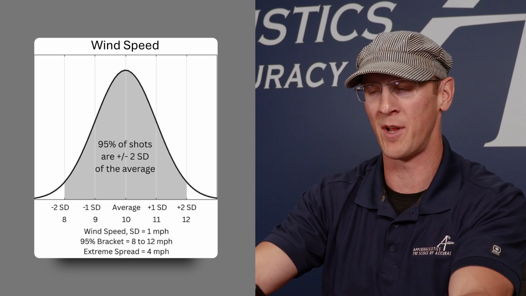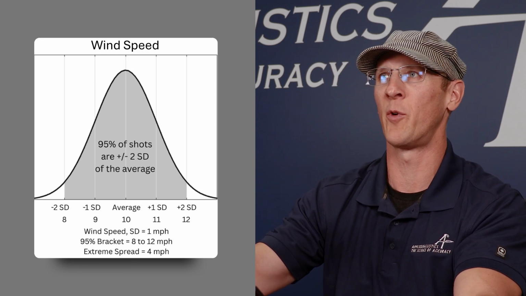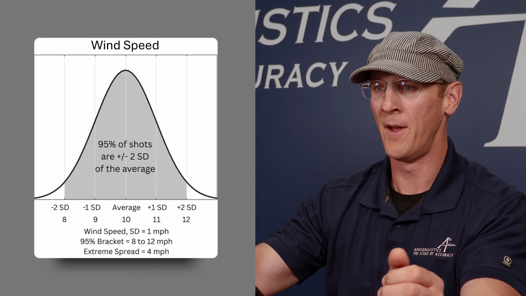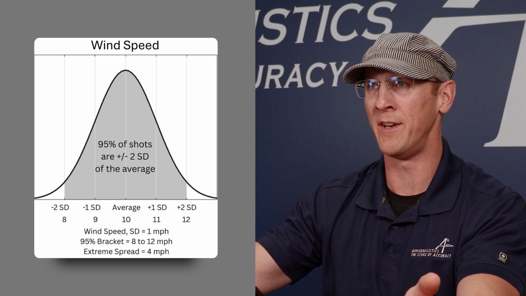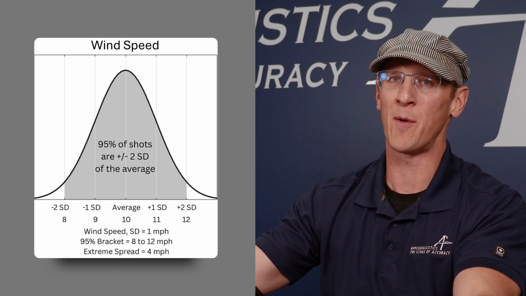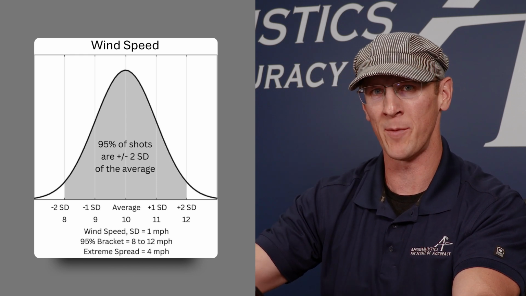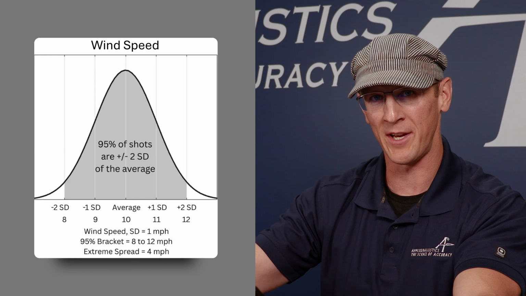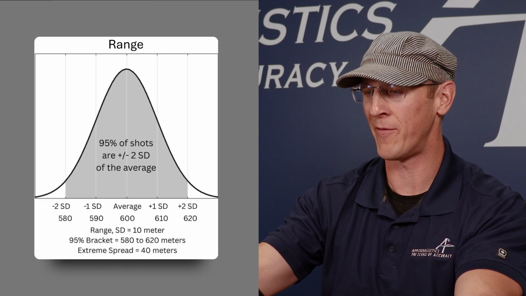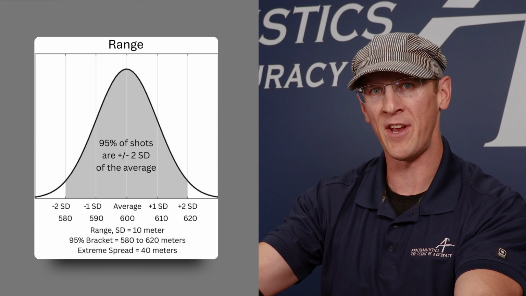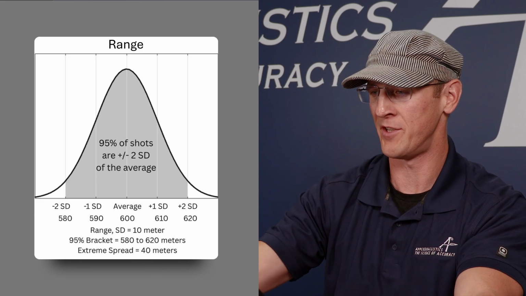So you want the 95% bracket. One way to simplify this is if it's more natural for you to think in terms of the bracket, like I think I'll have a 4 mile an hour bracket on calling wind, you can start there and just divide that bracket by 4. And that's going to be the standard deviation that you type into the input of AB Quantum to get your WEZ. Here's an example with range showing that you've got a 600 meter average range and a standard deviation of 10 meters. So it goes plus or minus 2 standard deviations from that.